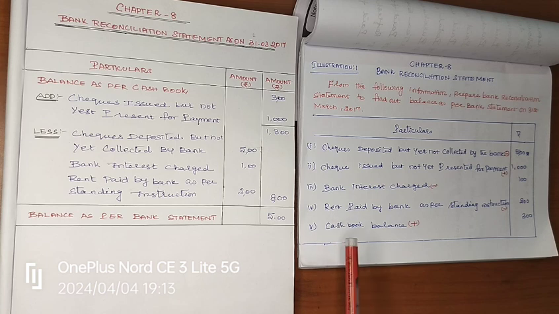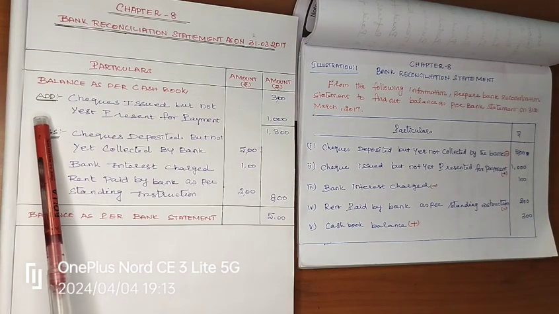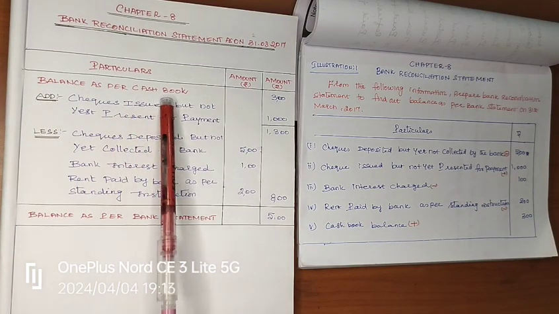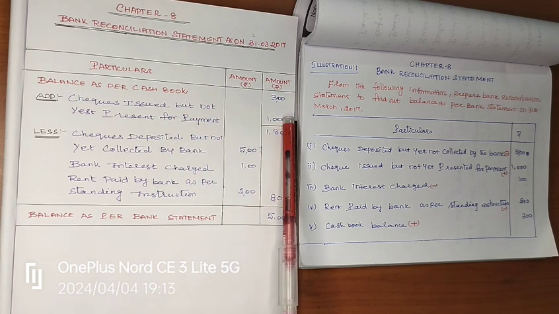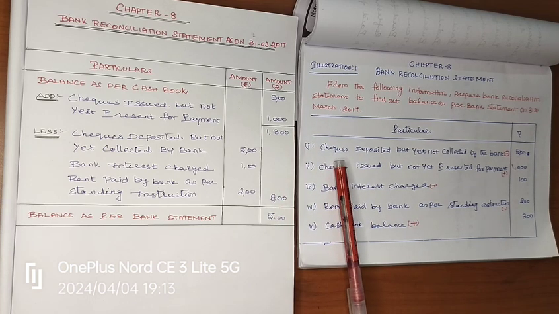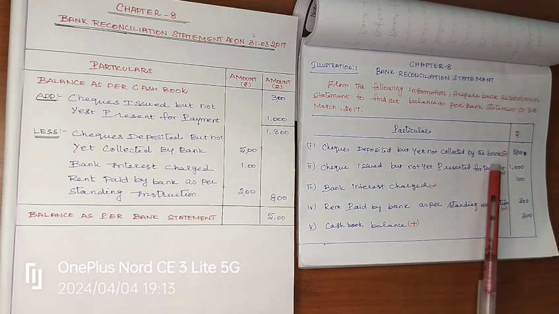Cash book balance is 300 rupees, given here, right? So first we have to enter the cash balance as per the cash book, 300 rupees, in the outer amount column. Okay, we recorded it. Then let's see the first transaction. It is checks deposited but yet not collected by the bank, 500 rupees.